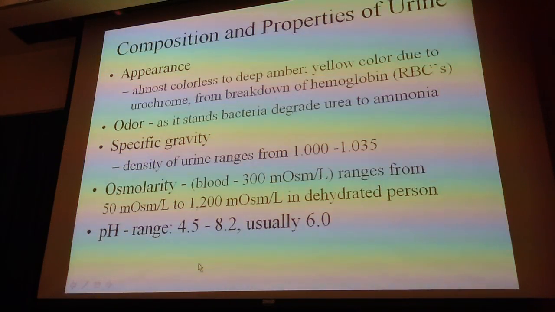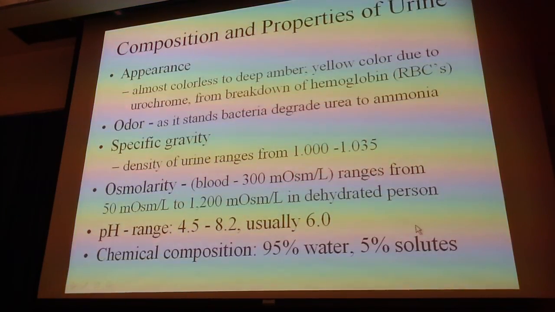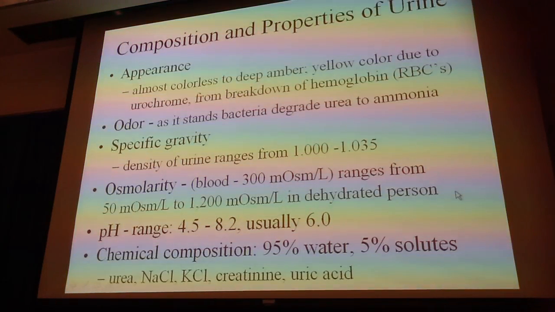It depends, again, upon what type of foods you eat. But urine pH could be anywhere from acidic, slightly acidic, all the way up to kind of basic. Vegetarians are usually alkaline, basic. But the average is about 6. And notice it's 95% water, 5% solutes. The solutes are urea, salt, potassium chloride, creatine, uric acid.